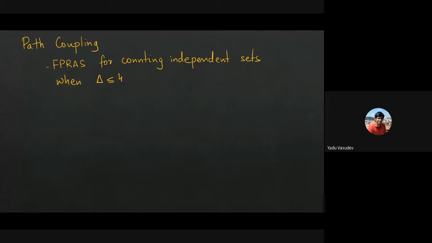So there is no bound on the size of the independent sets. The independent set can be any size. You want to count the set of all independent sets in a graph.